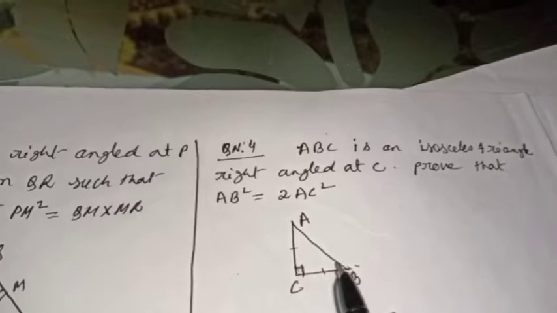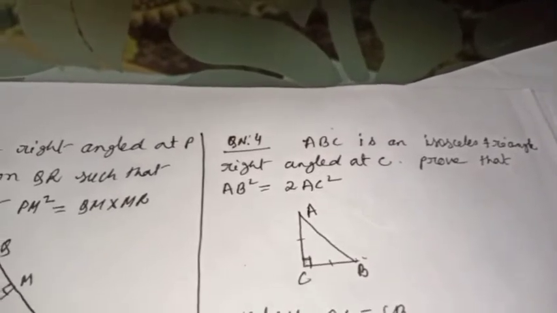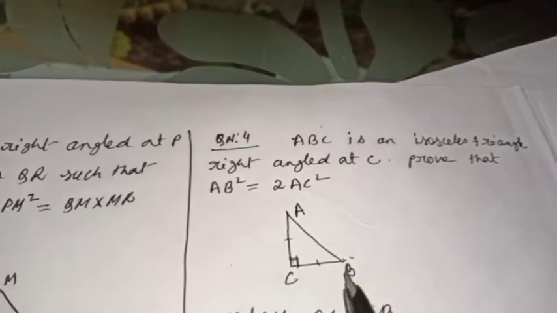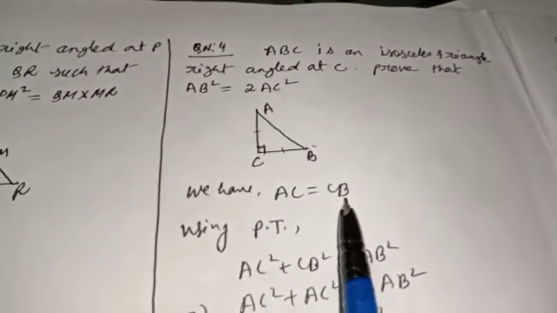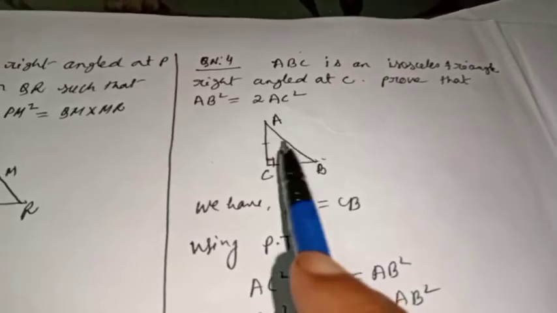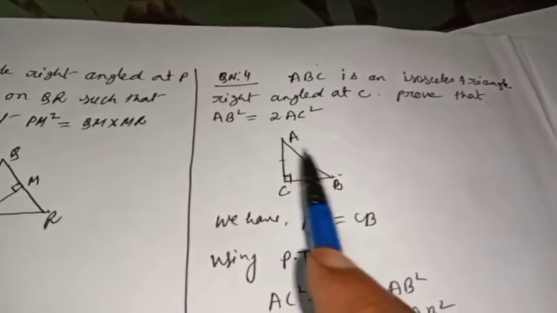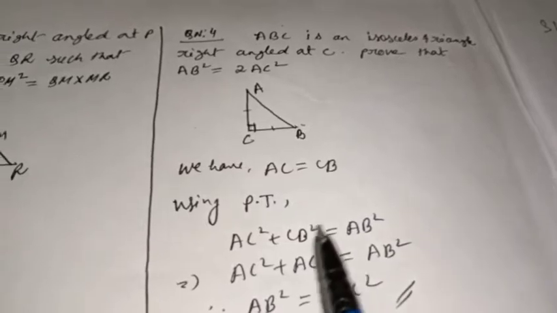side. So when they say that the angle is C, then by the angle we cannot find out which two sides are equal. We find that BC is equal to AC. So we have AC equal to CB. Using Pythagoras theorem here, what can you get? AB square is equal to AC square plus CB square, or AC square plus CB square equal to AB square.